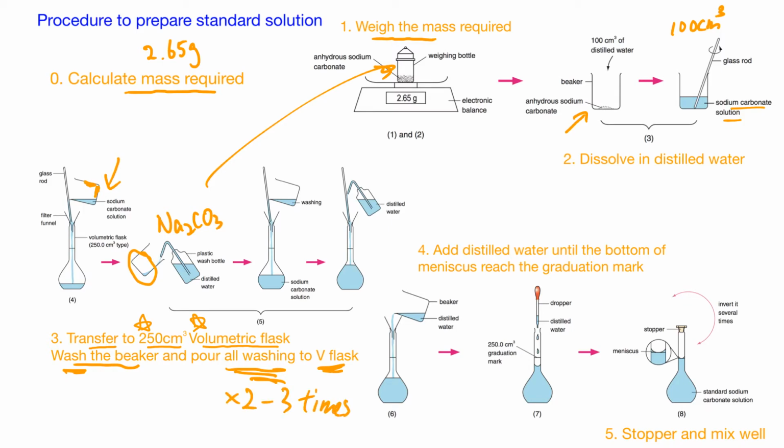But when you write, you don't need to write those details. You just tell them: wash the beaker and pour all the washings into the volumetric flask, and that will do.